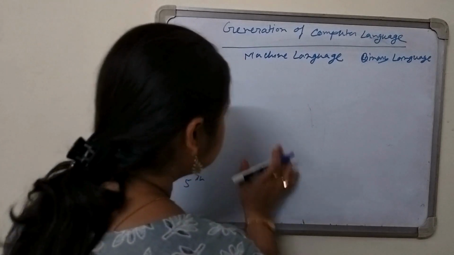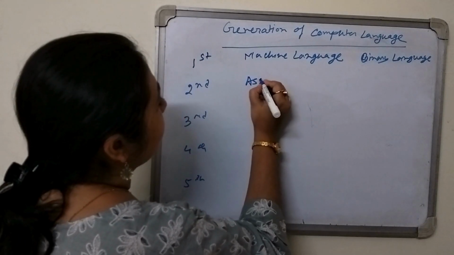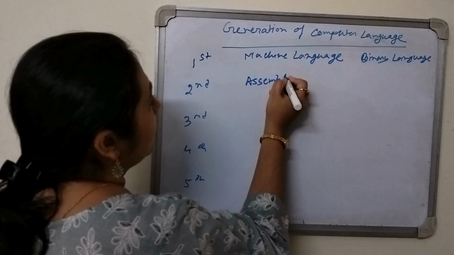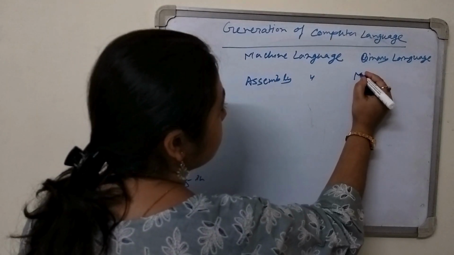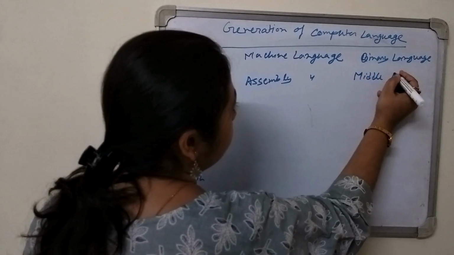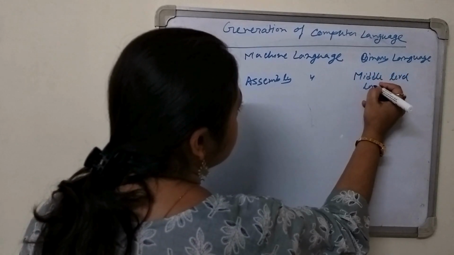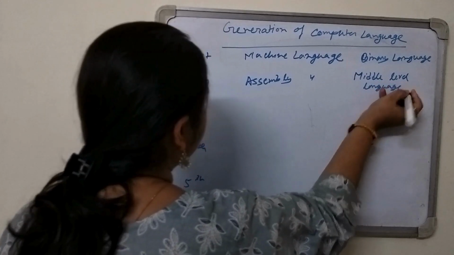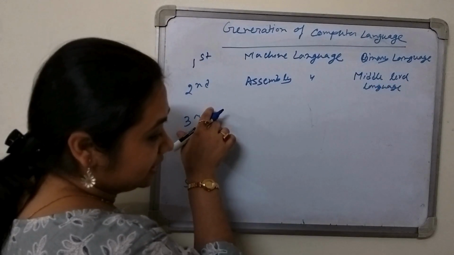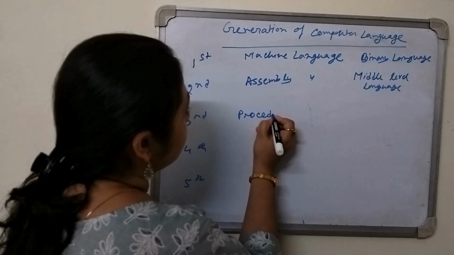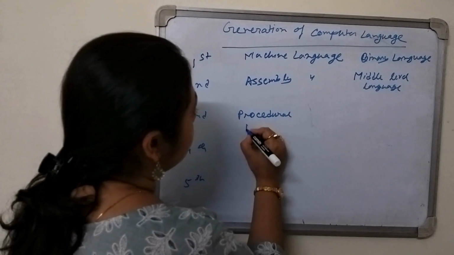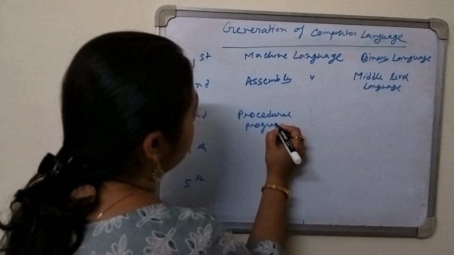Second is the assembly language. Assembly language is known as the middle level language. What is the third generation language? Third generation language is the procedural programming language.